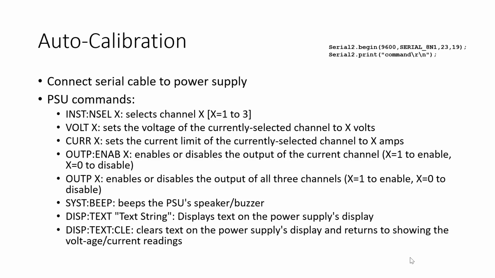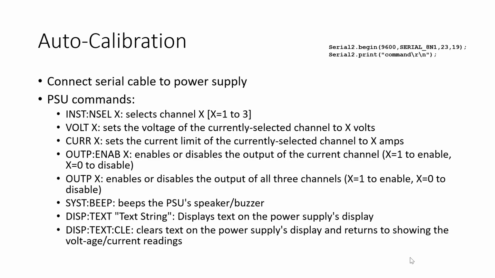So use channel 1 or 2, and then you can set the voltage or you can set the current limit. You can enable the output. Remember that by default these supplies are not putting a voltage out. You have to actually enable the output to have them start outputting a voltage. So there's a command for that. There's one that enables or disables all 3 channels. You probably won't use that command.